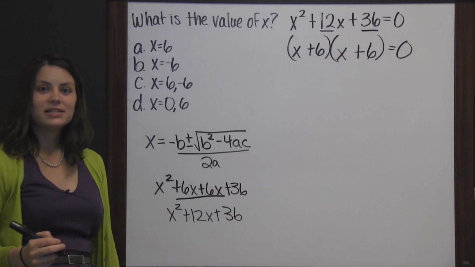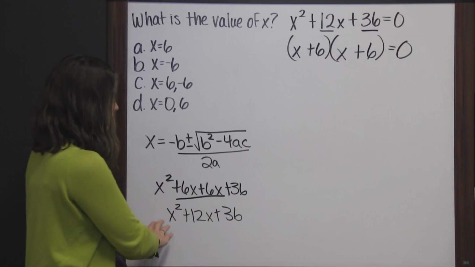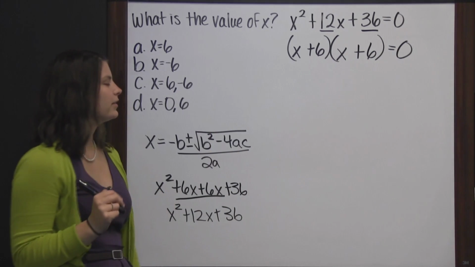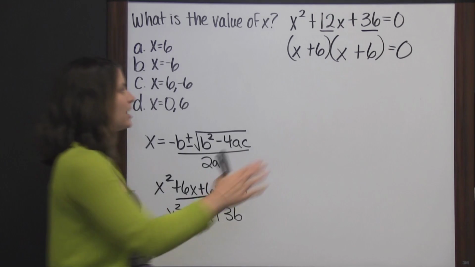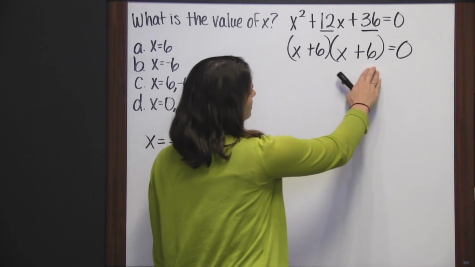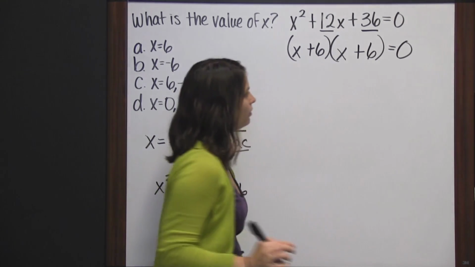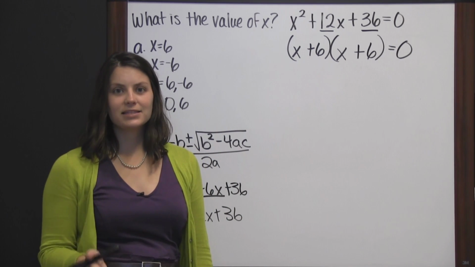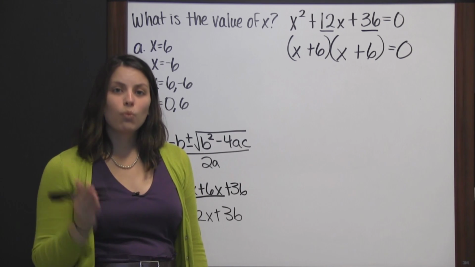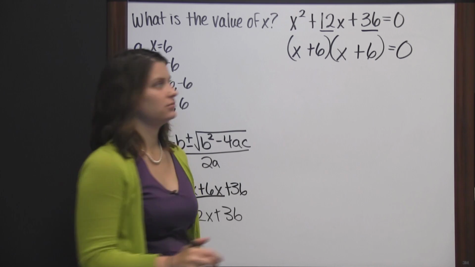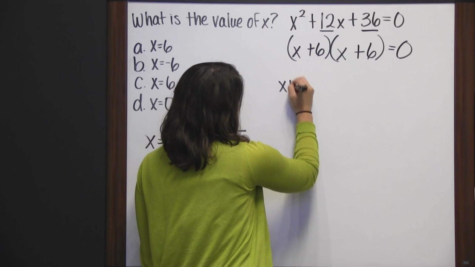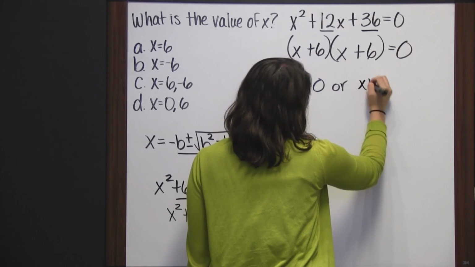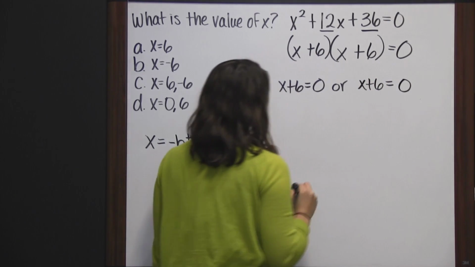And we can see that we did factor correctly, because whenever I FOILed my binomials back out, I got what I started with. So now what we have is that some number times another number is 0. And the only way you can multiply numbers together and get 0 is if at least one of your numbers is 0. That means that either this number, x plus 6, has to be 0, or this number, x plus 6, has to be 0.